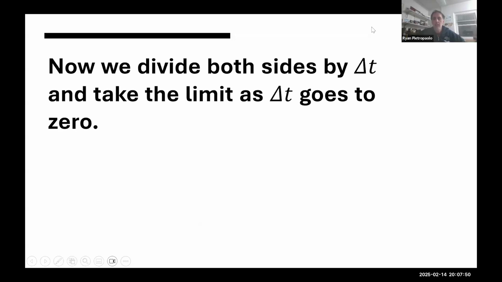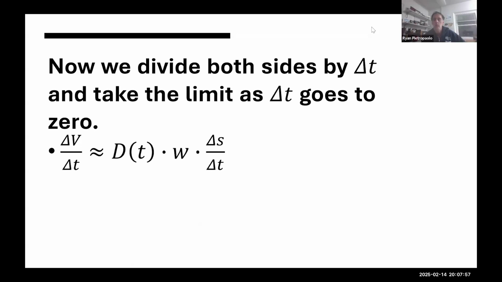Now we're going to take that same equation and divide both sides by delta T. And again, it's approximately equal to that, but we're just dividing both sides by delta T. You can start to see this average rate of change, the change in volume with respect to time. And that's where that change in S over change in T comes in. Now we're starting to think about actually the speed of the truck.